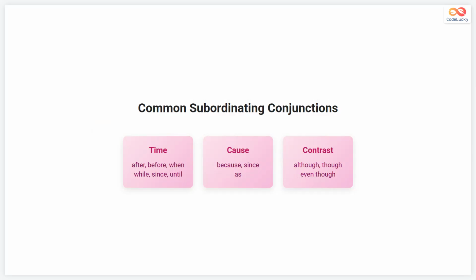Subordinating conjunctions connect dependent clauses to independent clauses. Time words like after, before, when, while, since, and until show when something happens. Cause words like because, since, and as explain reasons. Contrast words like although, though, and even though show opposition between ideas.